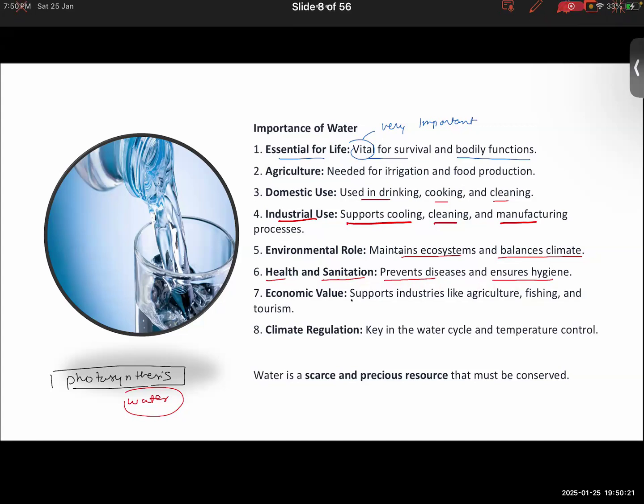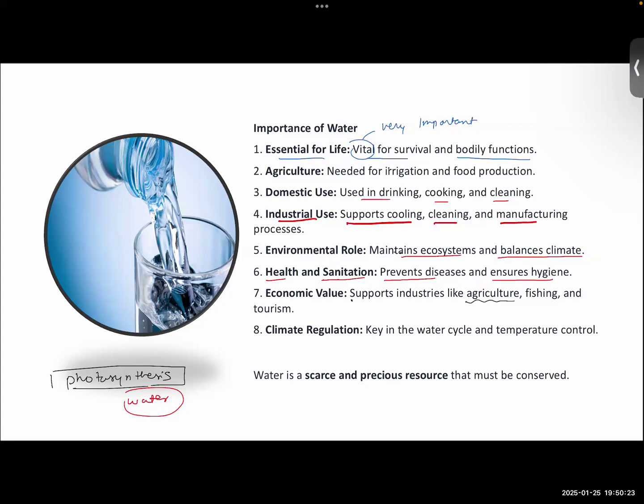Then it also supports industries like, as we have discussed, agriculture, fishing, and the tourism sector also. So it has some economic value also. From agriculture, money is being generated. From fishing also money is being generated by selling the fishes, and from the tourism industry also money is being generated. So it has some economic value also.